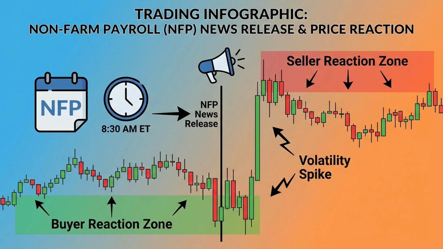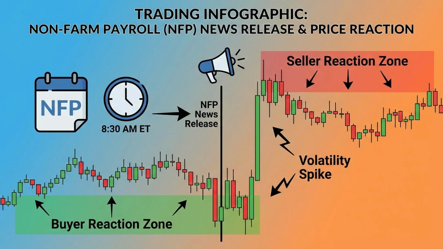How the non-farm payroll, or NFP, news release affects market prices and trader reactions. NFP is a major U.S. employment report released every month at 8:30 a.m. Eastern Time, and it often causes strong market movements. Before the news is released, the market usually stays in a buyer reaction zone, where price moves slowly and traders position themselves based on expectations.